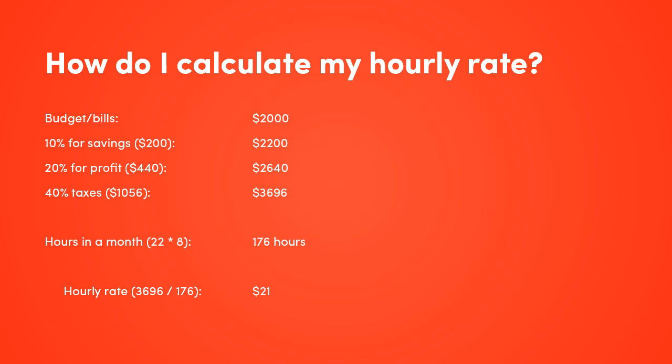How do I calculate my hourly rate? First you have to figure out your budget. How much money do you have to make each month to pay your bills, your house, your car, your food, and so on. In this example, we have set this budget at $2,000. Add 10% for savings. It's always great to save up some money, and this amounts to $200. So we are at $2,200.